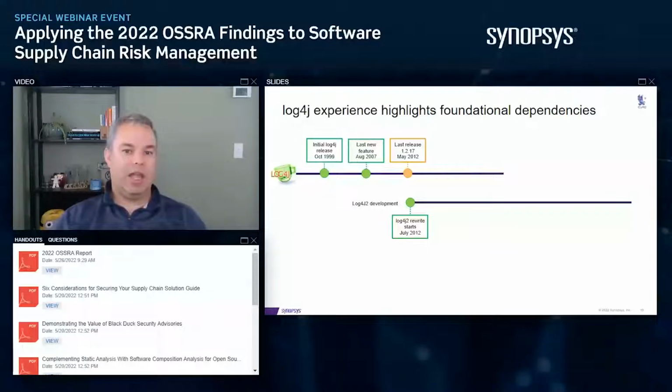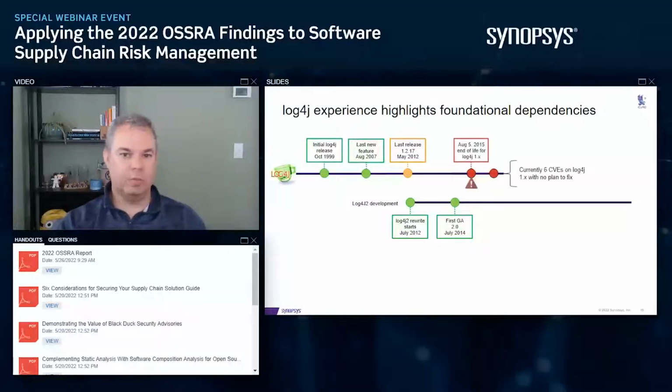Log4j 2 came into existence in July of 2012, basically a couple of months after Log4j 1 had its most recent version. Some development activity occurred, and it was released in 2014 as Log4j 2 with version 2.0. Shortly after that, an end-of-life statement was made for Log4j 1 that basically said, look, the last version, which is from May of 2012, is the last version there's going to be. Officially, we're end of life. You need to migrate to Log4j 2.